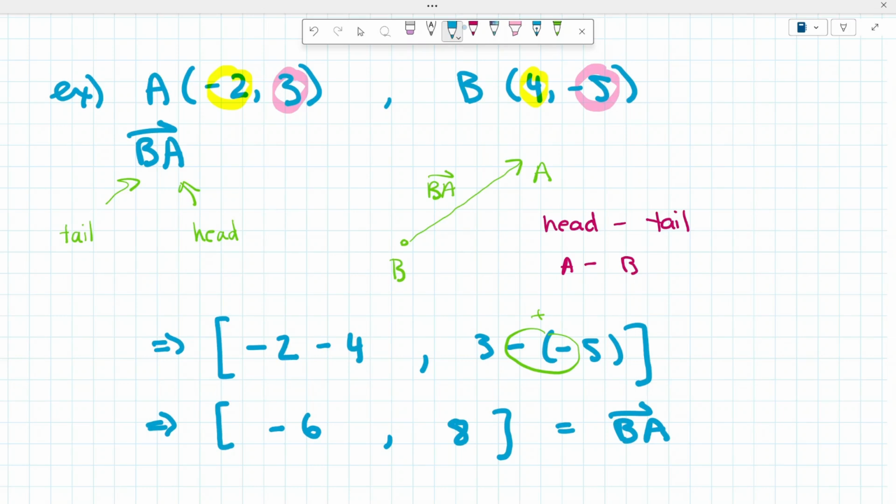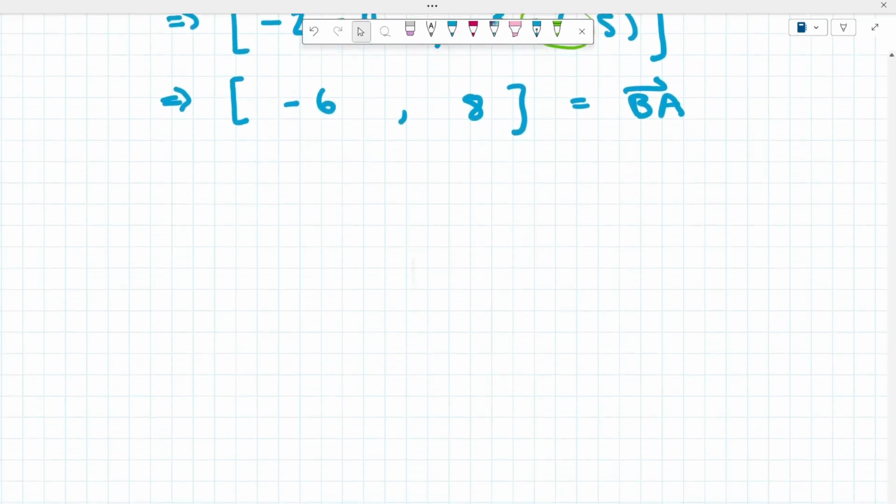Okay, so that's another great skill. Given 2 points, how can you find the vector? Awesome. So let's do another example. Another skill put into action.